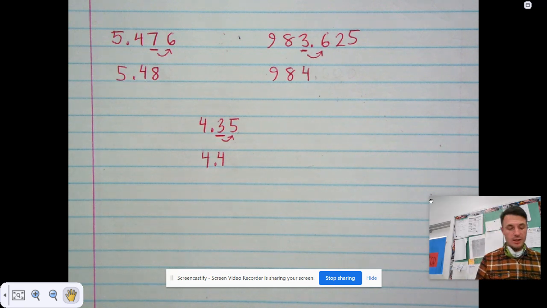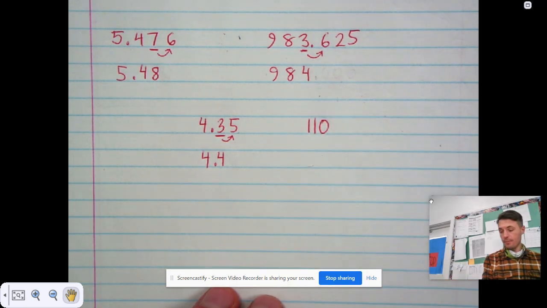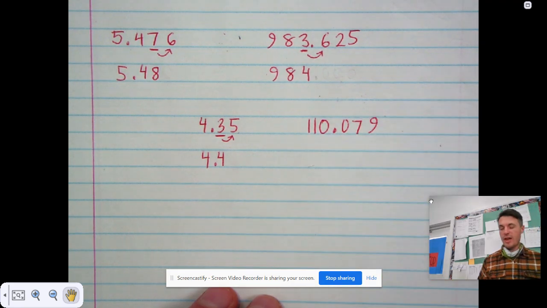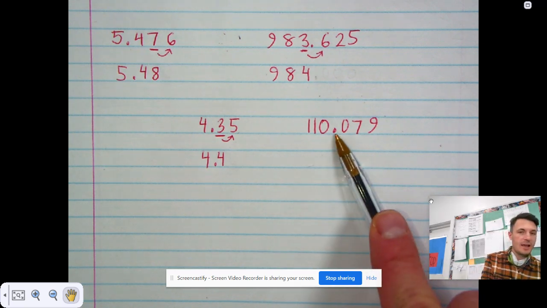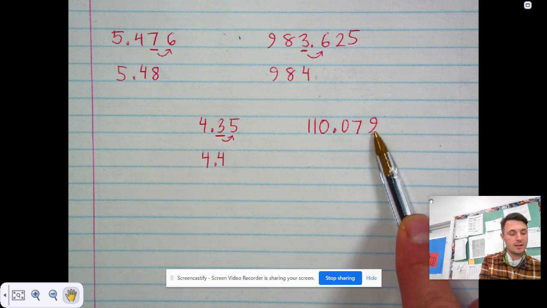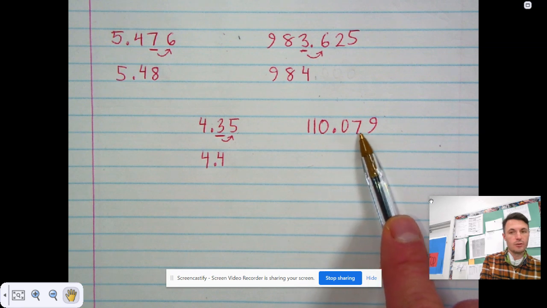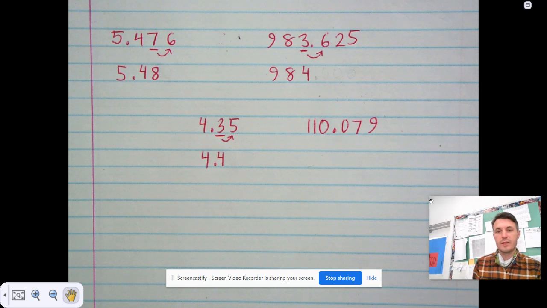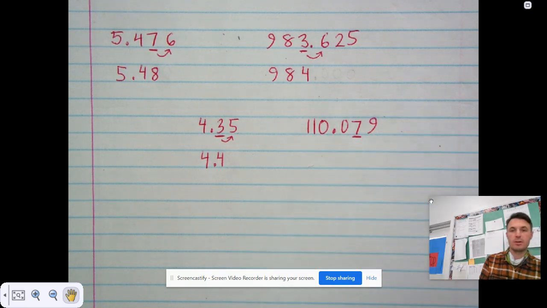So we just write 4 and 4 tenths. Let's do another example together. Let's say we had 110 and 79 thousandths. That's what this is, 110 and 79 thousandths, because that 9 is in the thousandths place. It's 3 digits over from the decimal point, and we have tenths, hundredths, and thousandths. Okay? Now, we're supposed to round this number to the hundredths place. So the 7 is in the hundredths place.